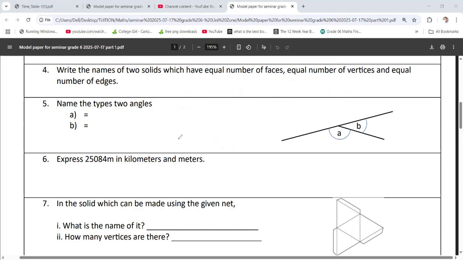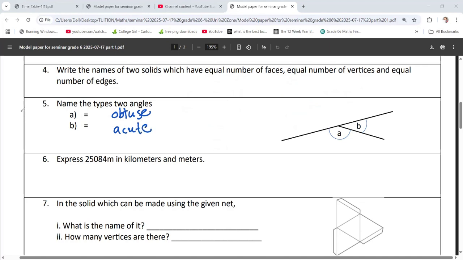Let's go to this fifth one. This is a very easy one, right? Name the types of two angles. So angle, let's say this. The type of A is obtuse, and the type of B is acute.